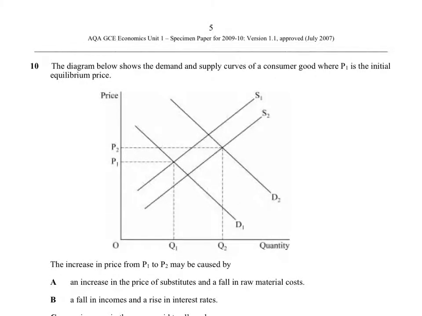Question 10. The diagram below shows demand and supply curves for a consumer good where P1 is the initial equilibrium price. Again, take your time to establish exactly what's going on in the diagram. Initial equilibrium price, increase in price from P1 to P2. So this is the new equilibrium price. What's happened? Again, annotate the exam paper, don't be shy. And then look for the right answer.